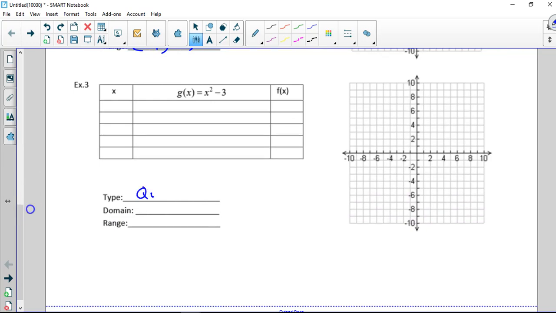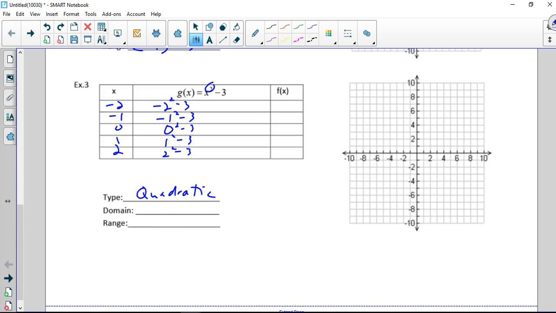Okay, here we have a quadratic. How do we know that? Because of this 2 right here. So -2, -1, 0, 1, 2. I'm going to do -2 squared minus 3, -1 squared minus 3, 0 squared minus 3, 1 squared minus 3, and 2 squared minus 3.